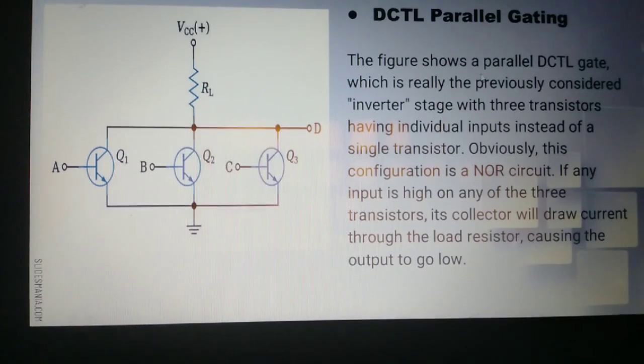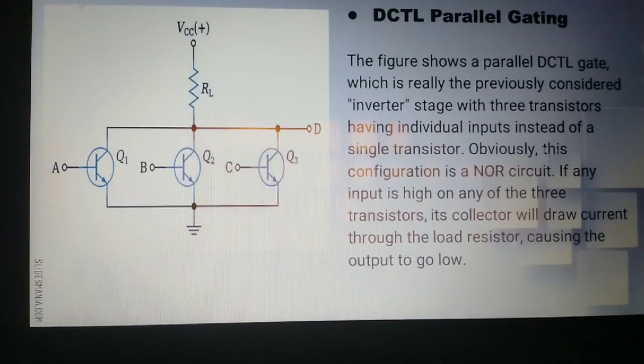The figure shows a parallel DCTL gate which is really the previously considered inverter stage with 3 transistors having individual inputs instead of a single transistor. Obviously, this configuration is a NOR circuit. If any input is high on any of the 3 transistors, its collector will draw current through a load resistor causing the output to go low.